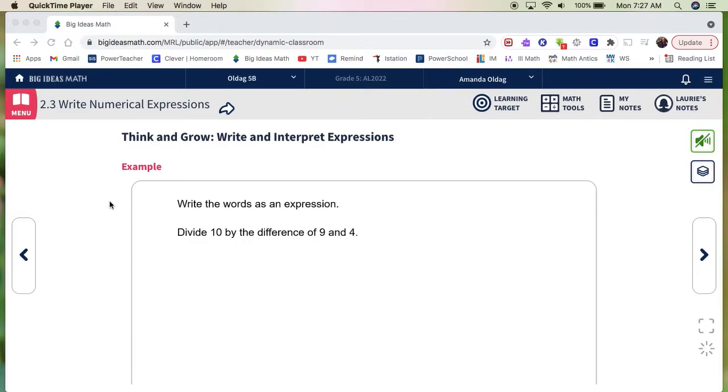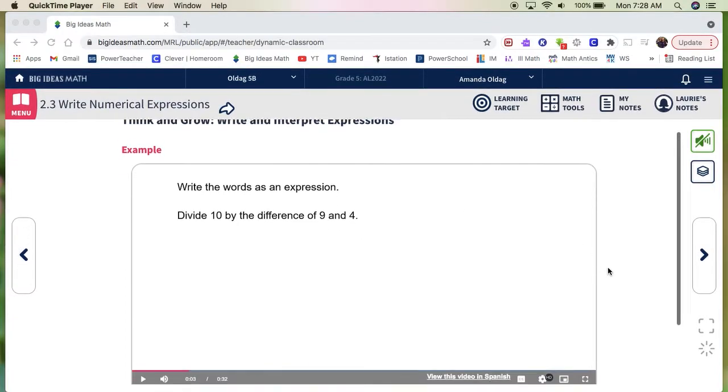This is going to be lesson 2.3 in our book. We're going to be talking about writing numerical expressions today. And we're going to start on page 66 with the Think and Grow, Write and Interpret Expressions. So go ahead and turn to that page.